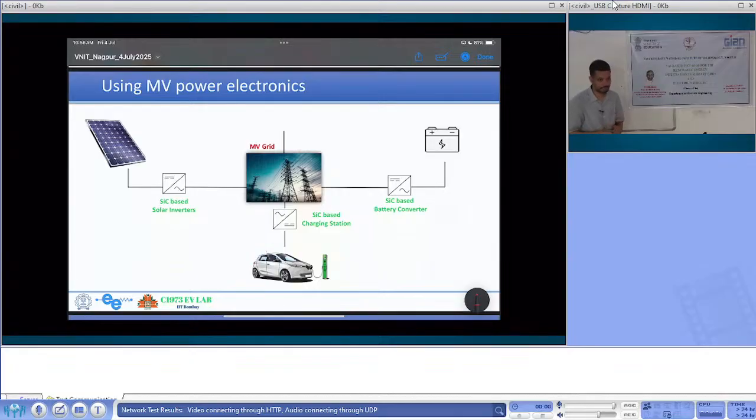They are not existing, but can we do it? Can we not do it? What are the pros? What are the cons? Even at Nagpur Metro, you find EV charging stations. It's taken from AC. There is no DC.